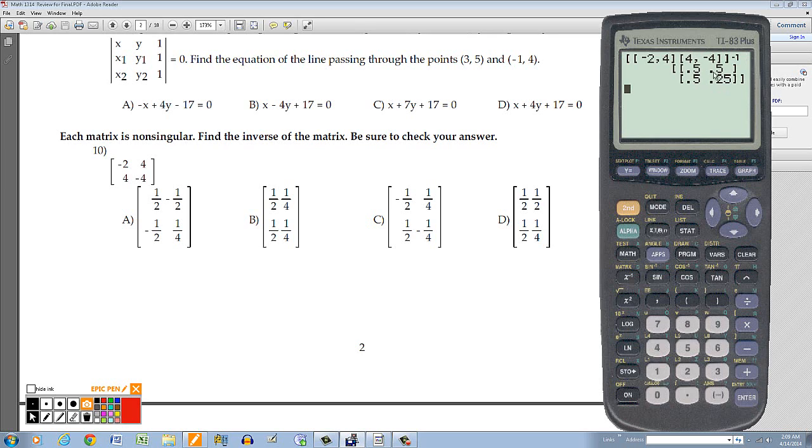Okay, it gives me decimals here, so I want it in fractions. Let me go to the math menu, and number 1 is fractions, so hit enter. Then if I hit enter again, it converts the previous answer to fractions. So there we have it: 1/2, 1/2, 1/2, and 1/4. So that corresponds to answer D.